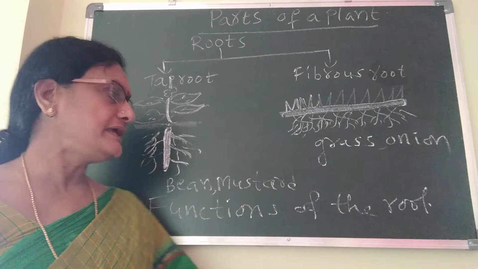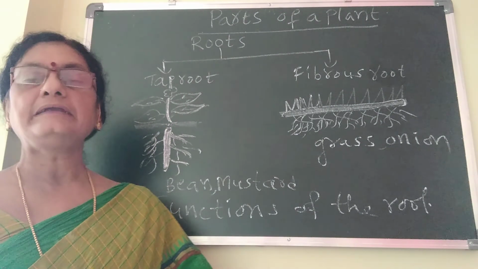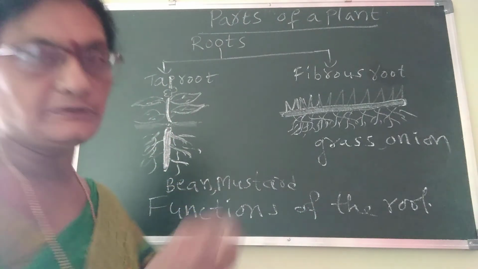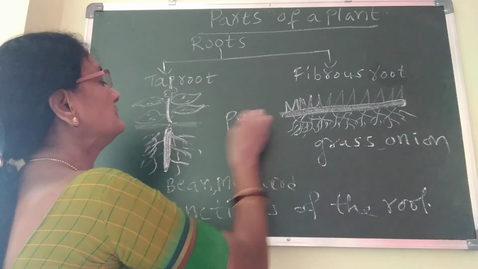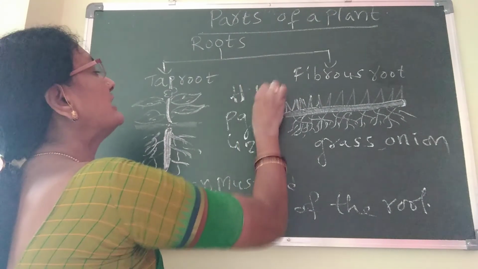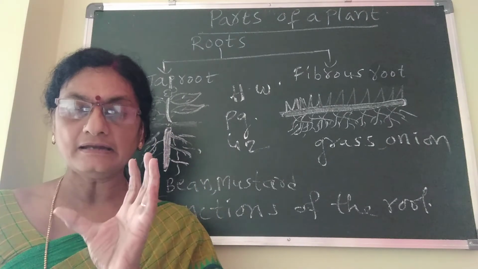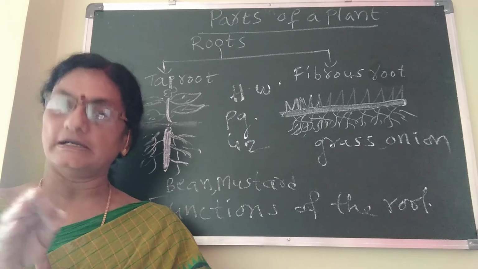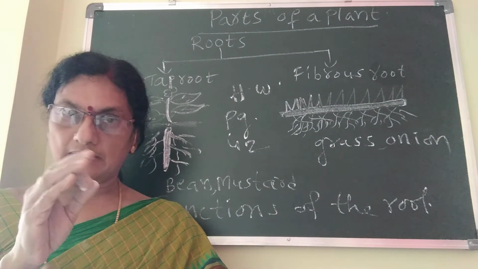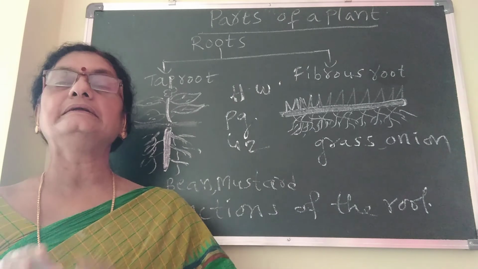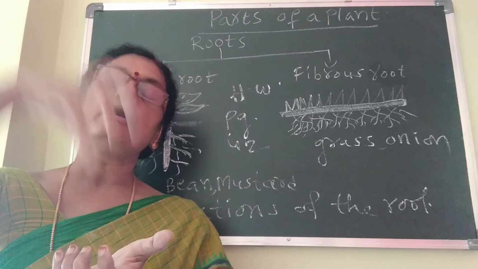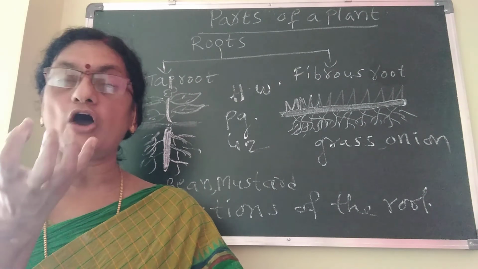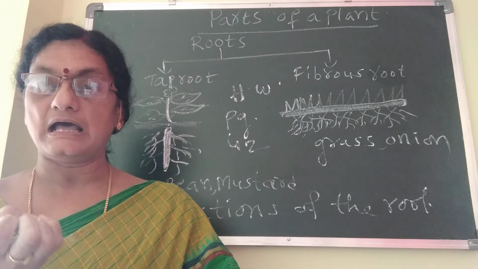Understand, children? So today's homework: there is an activity on page 42. What is that activity? Take one onion and one glass and fill the glass with water. Then keep this onion on the glass so that the base of the onion bulb touches the water.